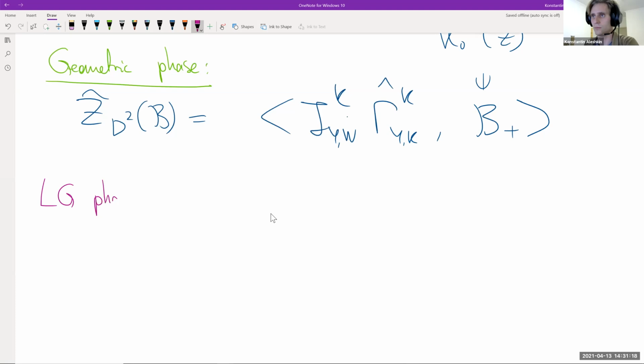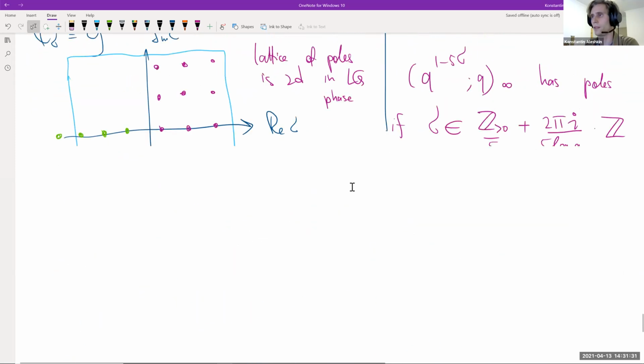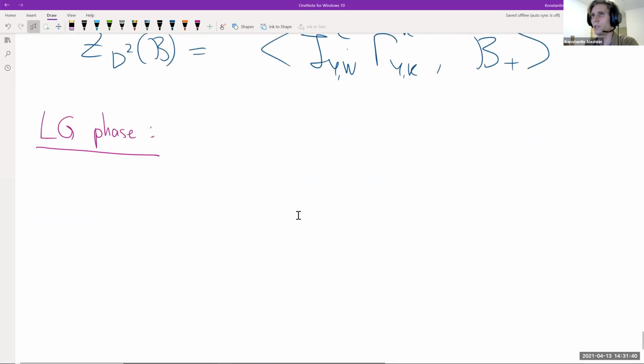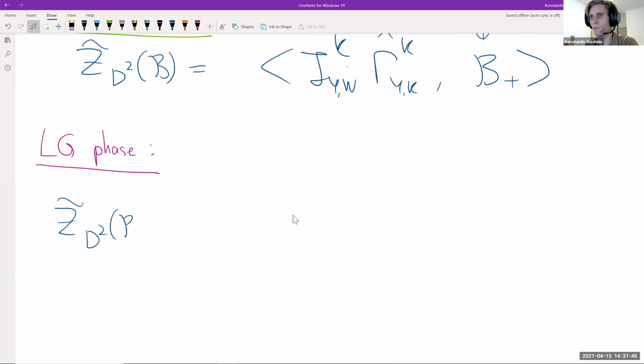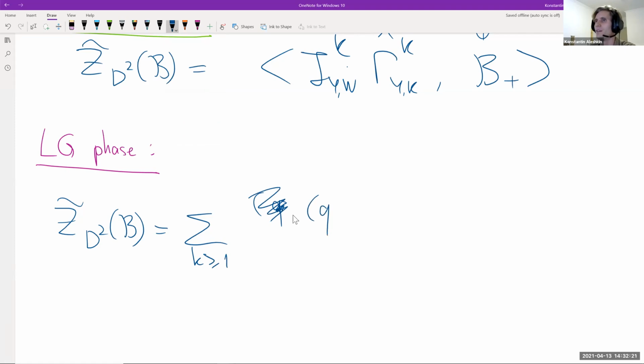And in the Landau-Ginzburg phase, something more interesting happens. So let me write the formula actually. These poles that come from this expression are first order poles, so it's very easy to compute them. So if my notebook works, I'll write the formula.